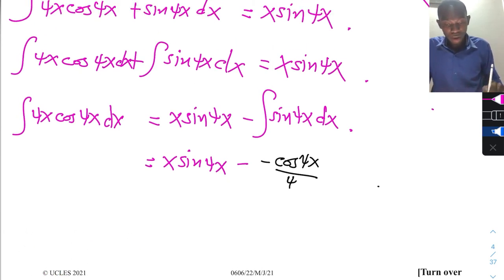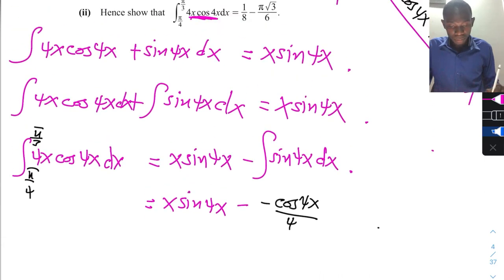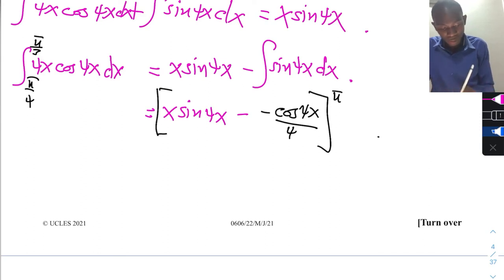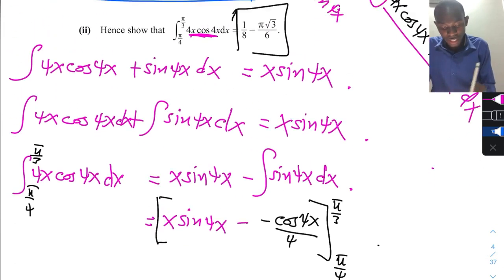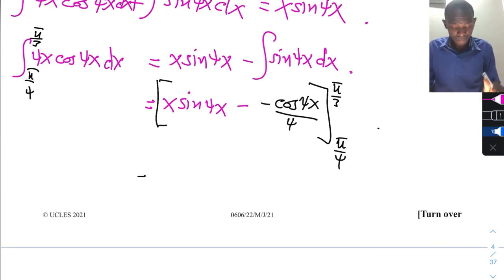Now all that I have to do is put the limits on it, from pi on 3 to pi on 4. Now remember that they said show that it is going to give you this. So please don't be quick to write your answers in decimals. Don't. Now let's start with the first part.